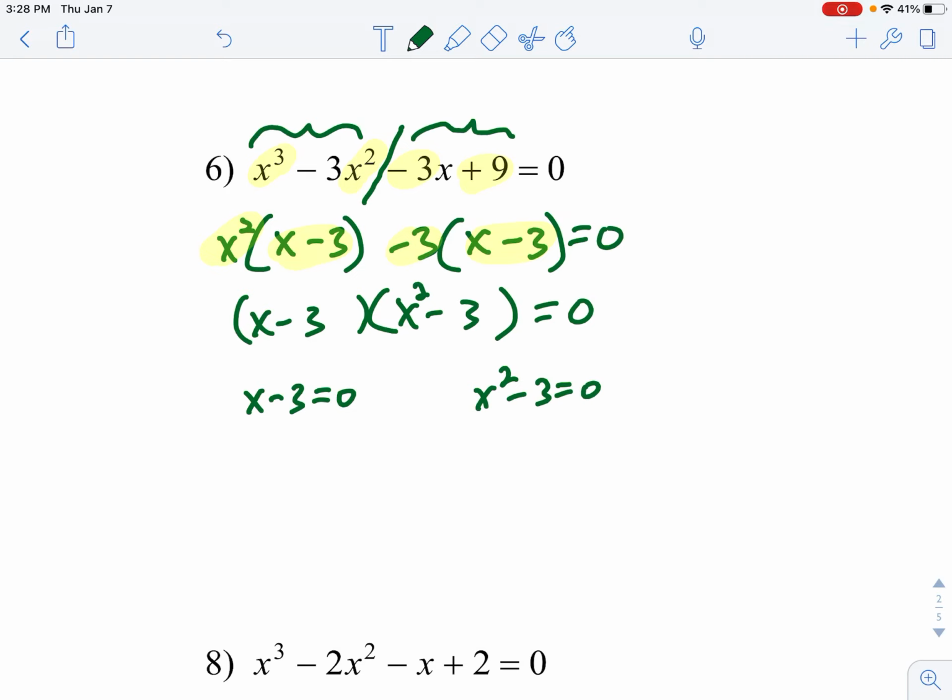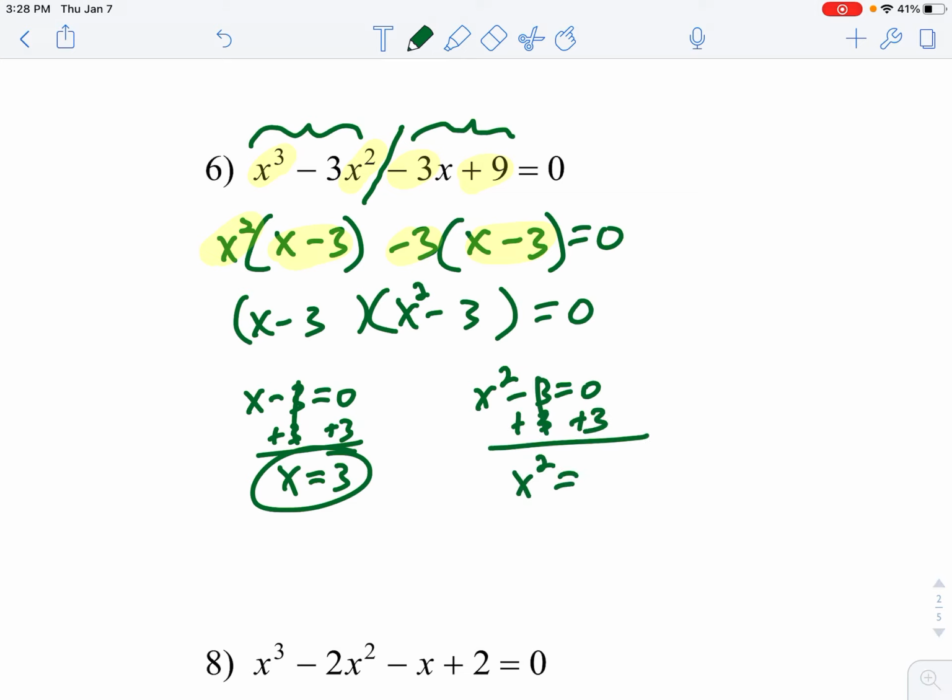Right? And then solve them. The first one, when I solve it, I add 3 to both sides. I get x equals 3. There's one solution. For the second factor, I also add 3 to both sides. I get x squared equals 3.